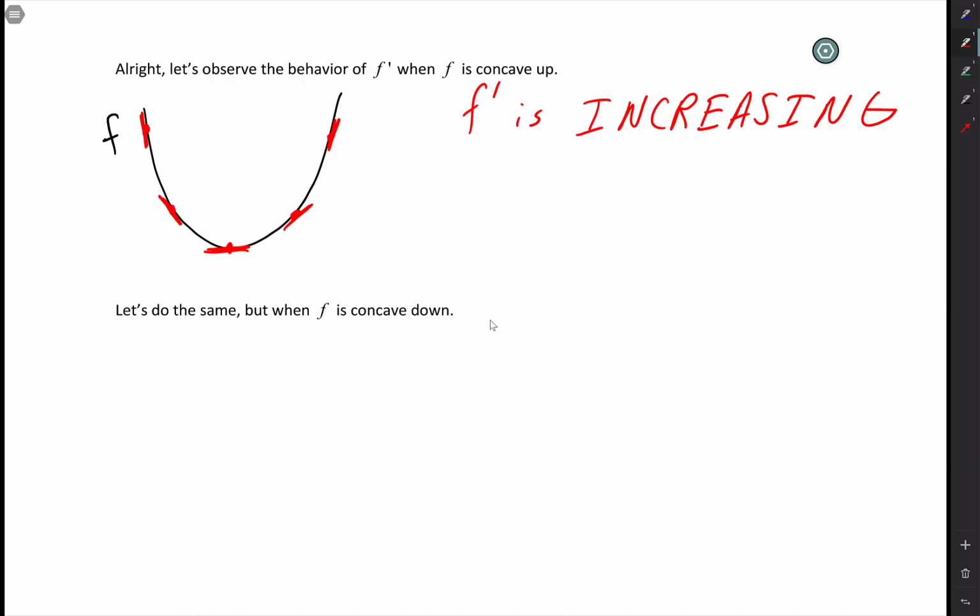If f prime is increasing, okay, before I continue, let's make sure that we understand what we're doing. The rate of change, notice the rate of change of f is increasing. That's the same thing as saying f prime is increasing. If f prime is increasing, that means, guys, focus here real quick because this is super important. That means f prime prime is what?